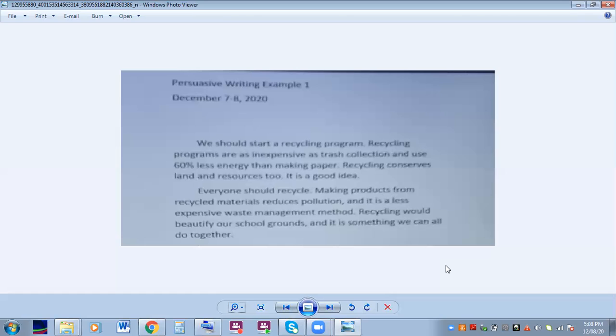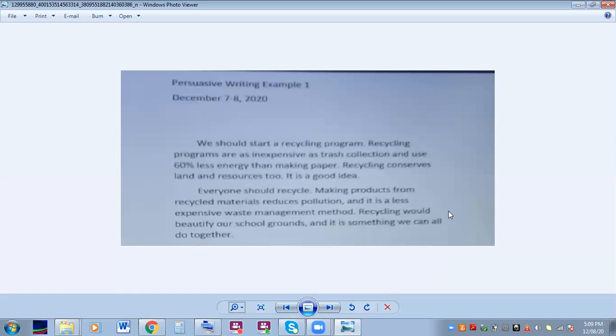We should start a recycling program. Recycling programs are as inexpensive as trash collection and use 60% less energy than making paper. Recycling conserves land and resources too. It is a good idea. Everyone should recycle. Making products from recycled materials reduces pollution, and it is a less expensive waste management method. Recycling would beautify our school grounds, and it is something we can all do together.